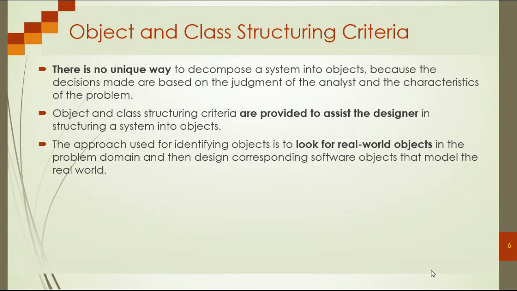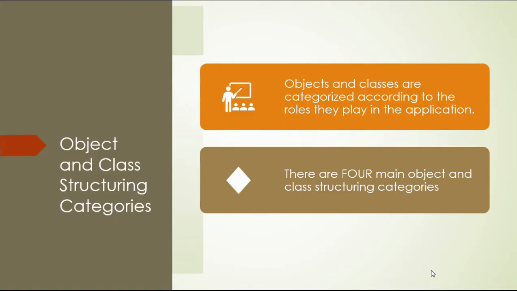As I mentioned, there is no unique way to help you to decompose the system into objects, because the decision is based on judgment and analysis. So the criteria here just help you to construct the system into objects. So we start with the object categories, or the class and object categories.